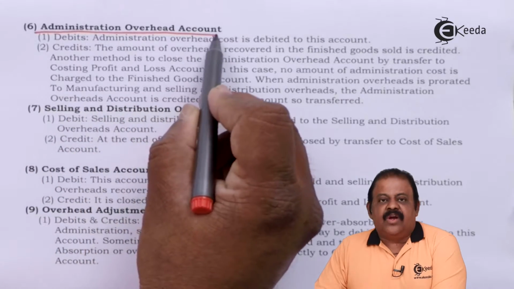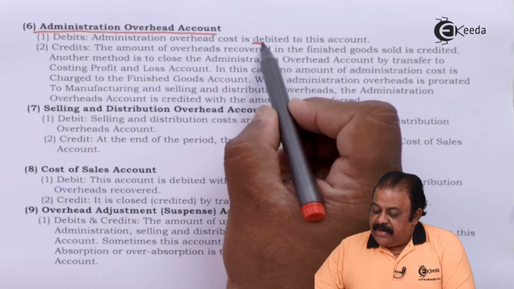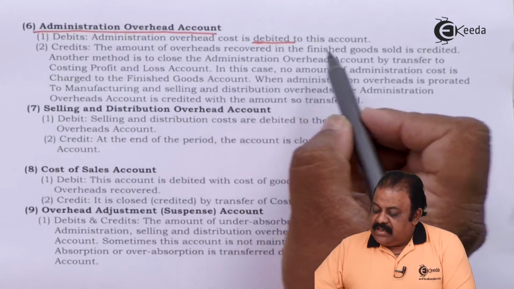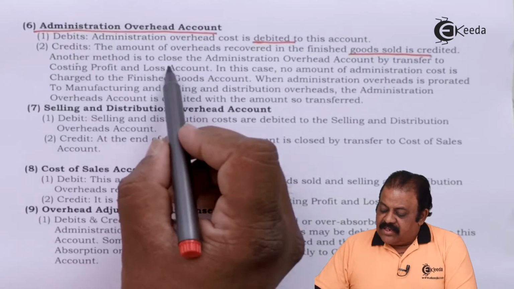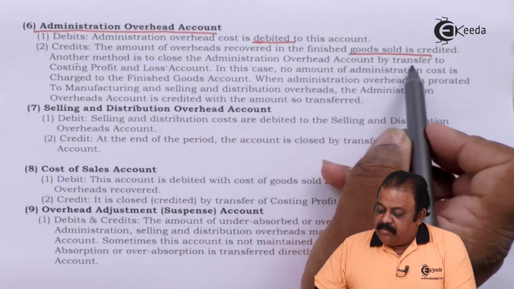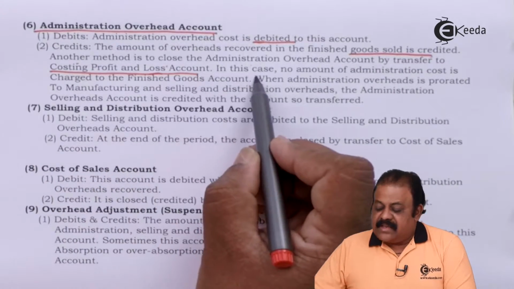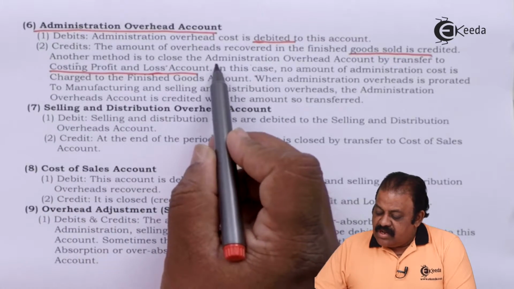Administration overheads control account. Debits. Administration overhead cost is debited to this account. Credit. The amount of overhead recovered in finished goods sold is credited. Another method is to close the administration overhead account by transfer to costing profit and loss account.